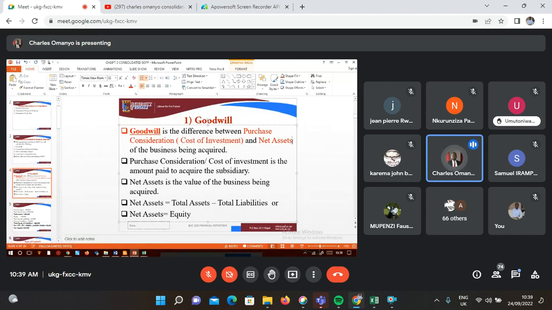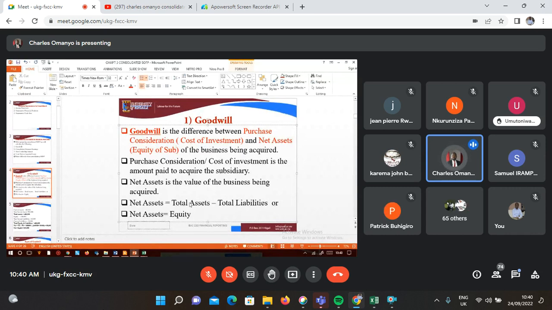Goodwill. And we also said in class, net assets is the same as what? Equity. I gave out formulas to confirm they are the same. Net assets is the same as equity. So goodwill is the difference between purchase consideration, also known as cost of investment, and net assets, also called equity, of the subsidiary.